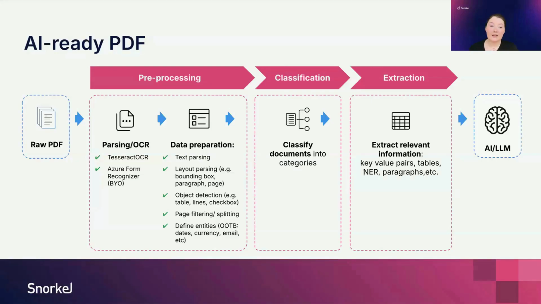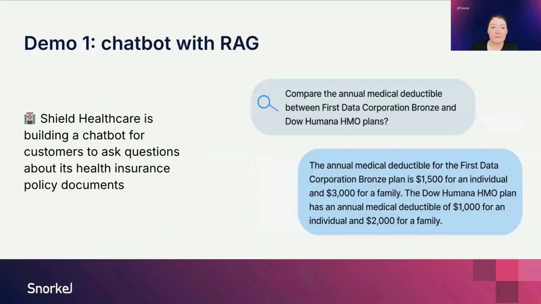So this is a look at the end-to-end workflow that shows how Snorkel transforms these raw PDFs into structured usable data. And now that we've talked about the process in theory, let's take a look at a real-world example in Snorkel Flow. So our first demo today is a hot topic in the world of Gen AI. There's a RAG use case.